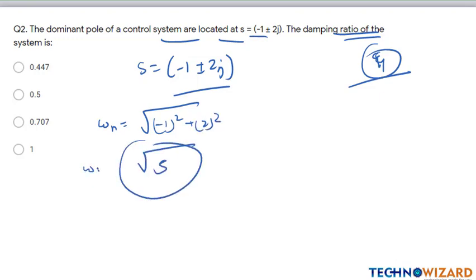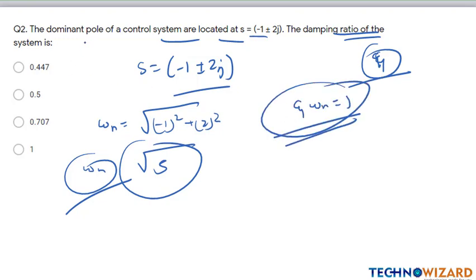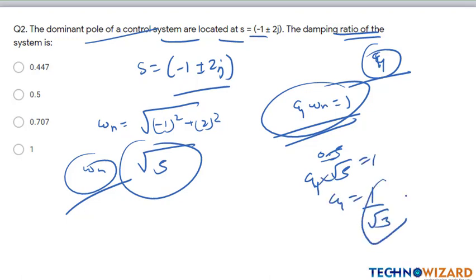We know that zeta omega n is equal to 1 for the dominant pole of a control system. Then omega n is equal to root 5, so zeta into root 5 is equal to 1. Zeta is equal to 1 upon root 5, and we know root 5 value is 2.24. 1 upon 2.24 gives us 0.447, which is the correct answer, option A.